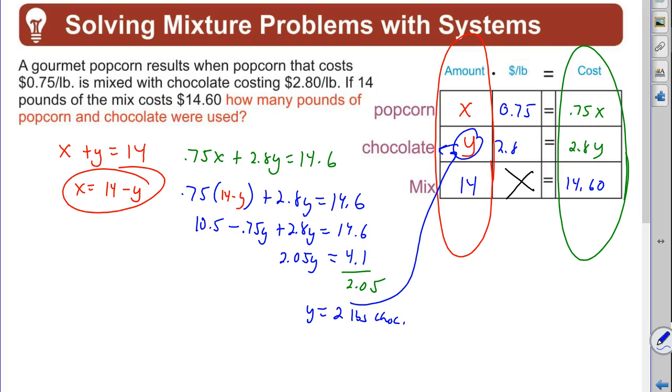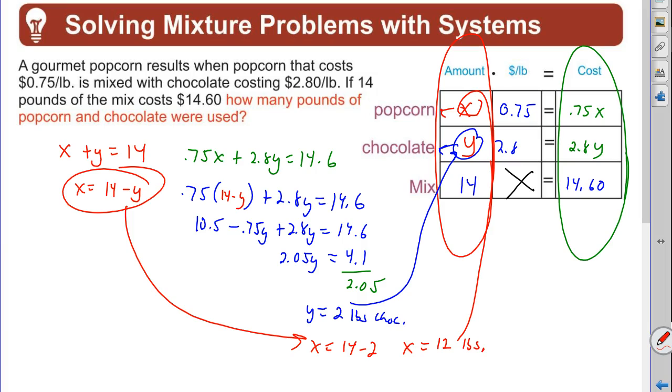Cool. Now, how do I finish? Again, I just go back to this. X will be my 14 minus my y, which is a 2, and x is therefore 12. And what is x? Go to my chart. Okay, 12 pounds of popcorn. Hey, that's how they're done.